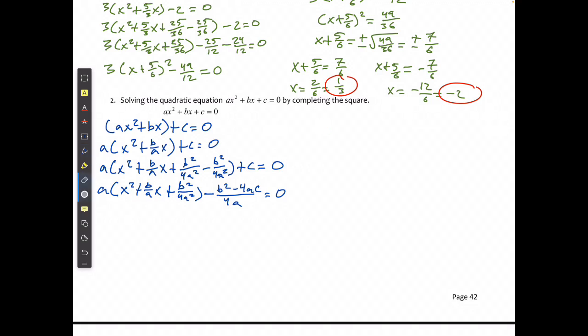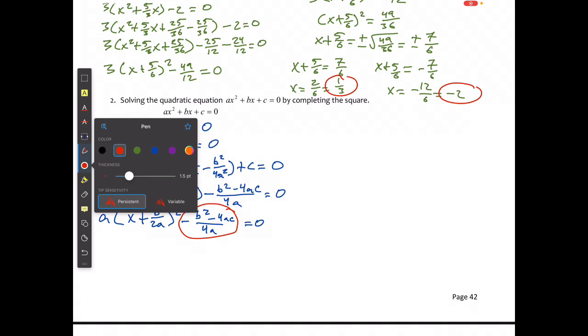Oh, sorry, I missed one step. I got to take the square root on the bottom. A bracket x plus b over 2a squared minus b squared minus 4ac over 4a. Now I'm going to solve it. So I'm going to move that q value over, and remember the q value is made up of all of this.